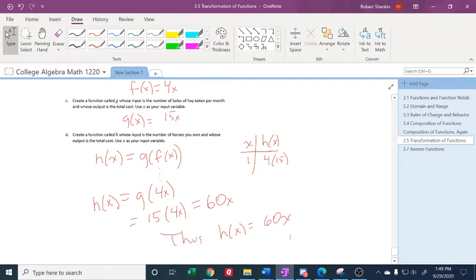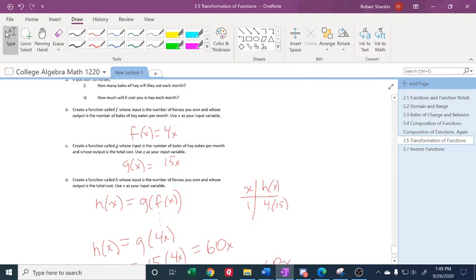And by writing it out as two separate functions like this, you could adjust one as the price of hay goes up. You just have to adjust that function. And then if you get a new horse, then you just, you know, or each horse eats 4 bales of hay. Well, maybe that would stay the same.